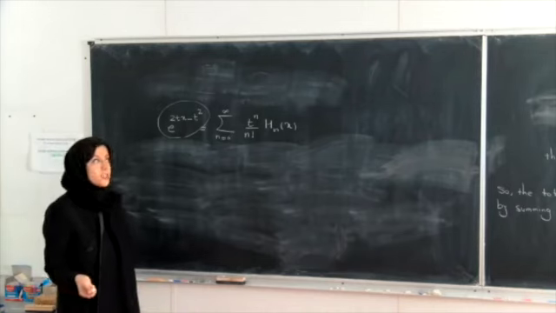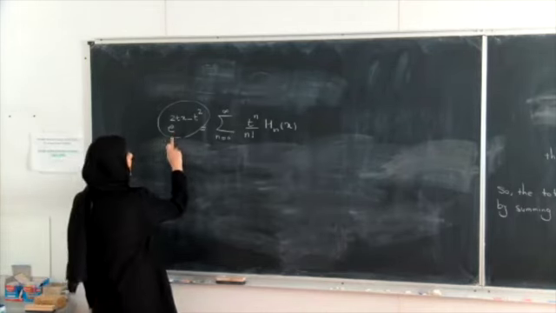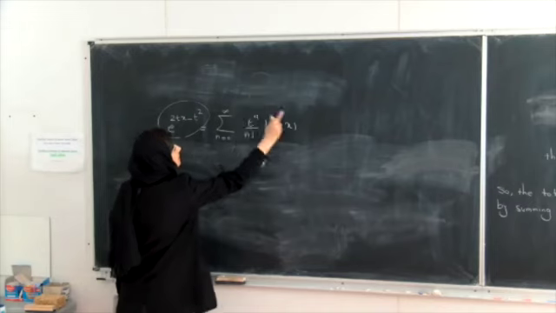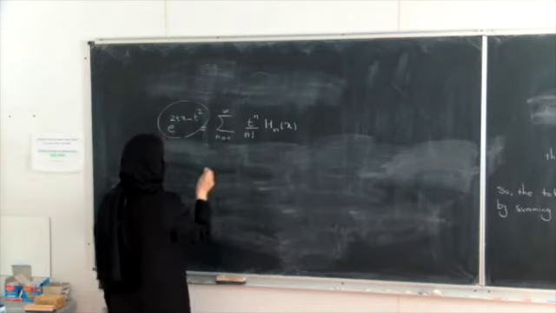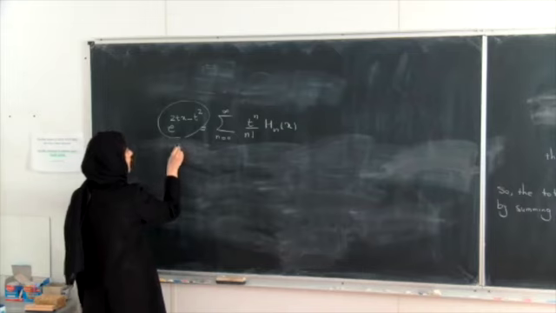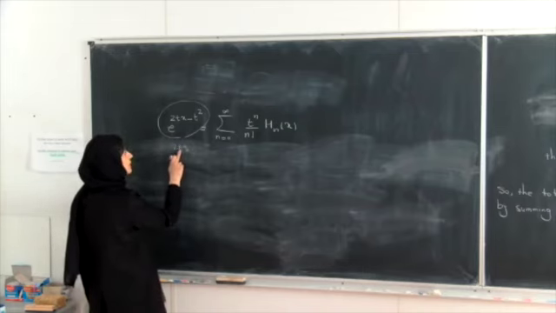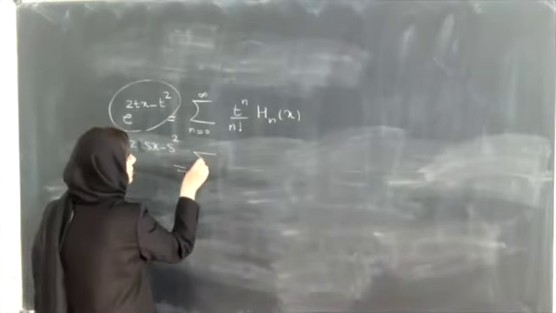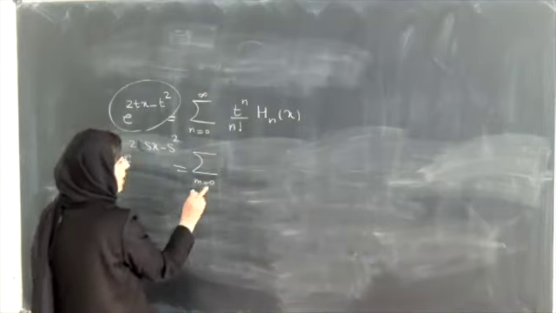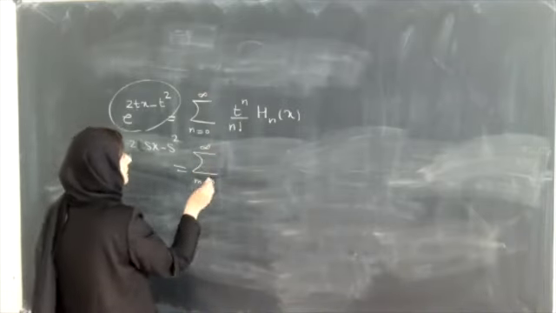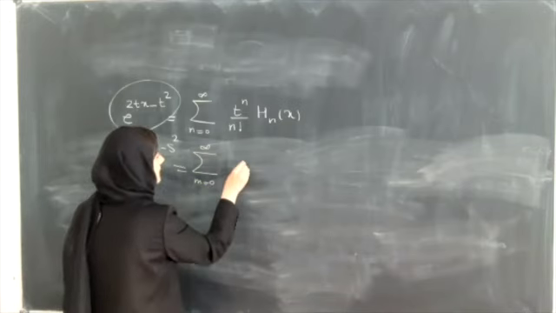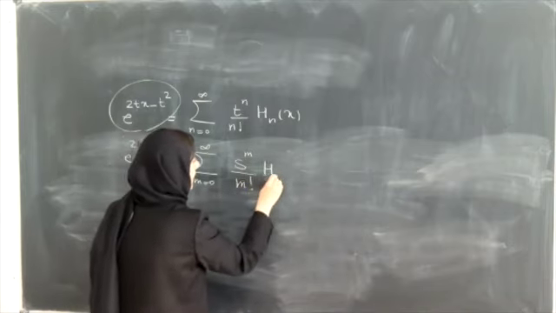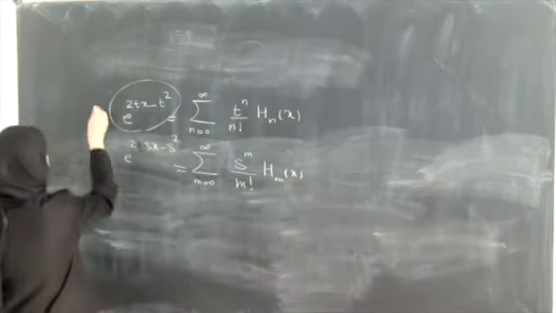From the generating function, we know that e to the 2tx minus t² has this series expansion. We can write here e to the 2sx minus s² equals the sum over m from 0 to infinity of s to the m over m factorial, Hm of x. I want to show the orthogonality.